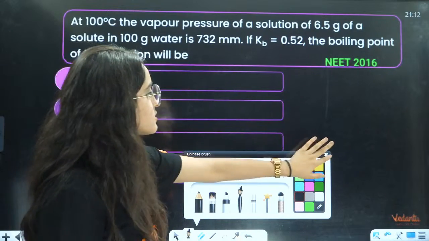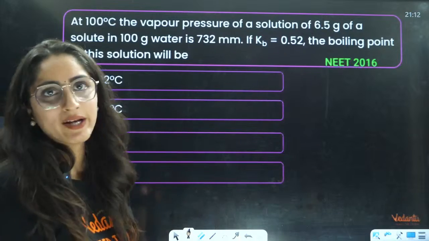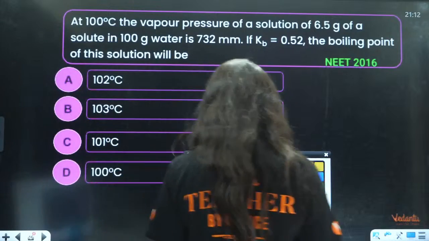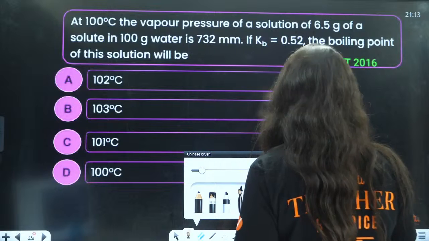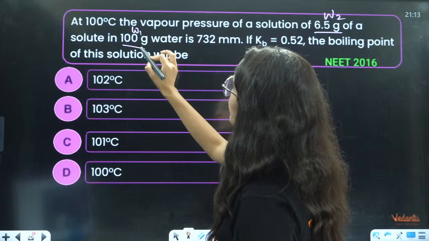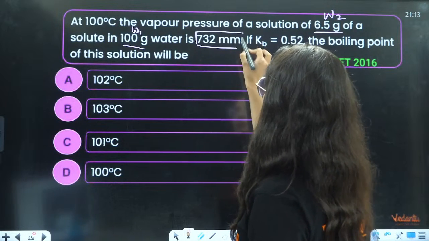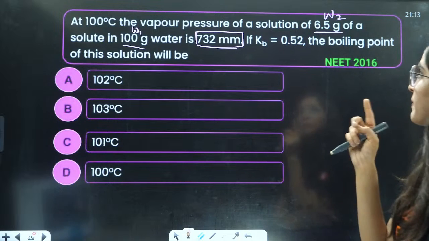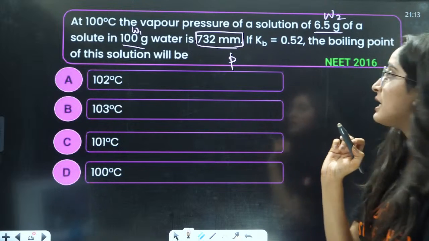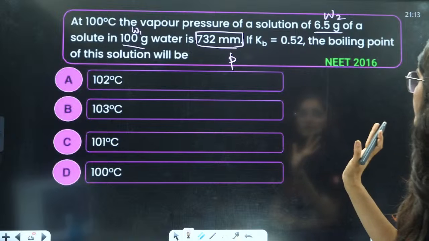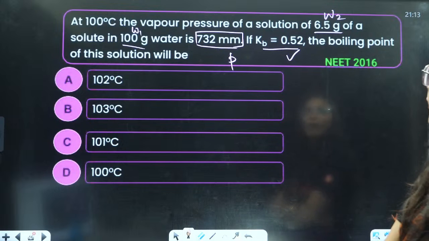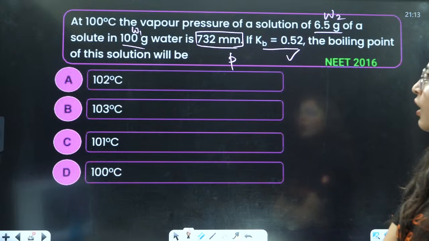At 100 degrees Celsius, the vapor pressure of the solution is given, with 6.5 gram of the solute. That means this is the weight of the solute, so it is your W2. And here it is 100 gram of solvent, that is your W1. At 100 degrees Celsius, the vapor pressure of solution is this much. That means when they say solution, they are talking about partial pressure. Kb is given to you, and they are asking you the boiling point of this solution. Okay.